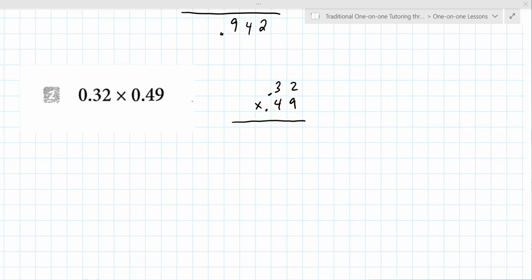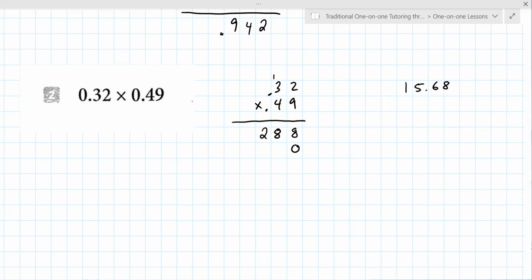So you say the answer is 15.68? Okay, a little review here. 2 times 9 is 8 with a 1, and then 9 times 3 is 27, add the 1 is 28. And then before you get to the 4, you put a 0 here. Did you do that?